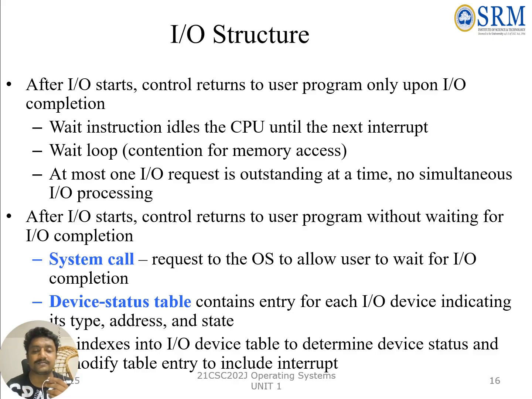After the IO device startup, the control will return to the user program without waiting for the IO completion. For the user program to return, we have a system call on the device status table. A system call is nothing but a request to the OS to allow the users to wait for IO completion. Until then, the system call will initiate the other data to get executed. Then we have a status table, which will indicate the type, address and the state.